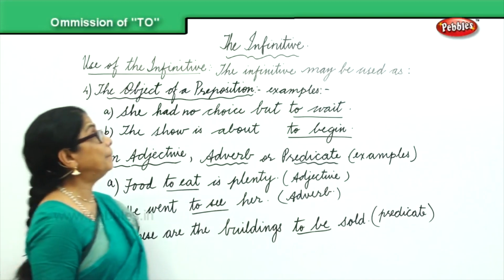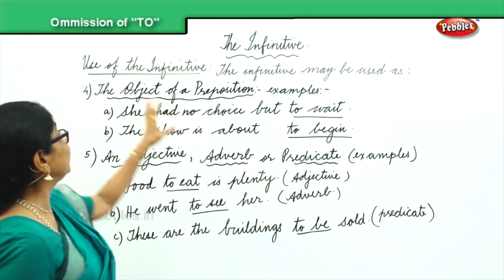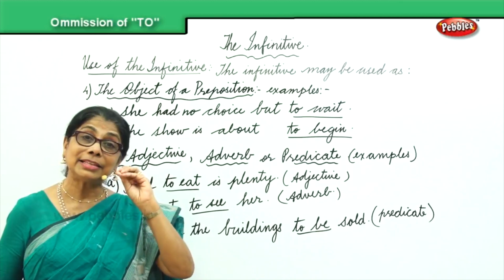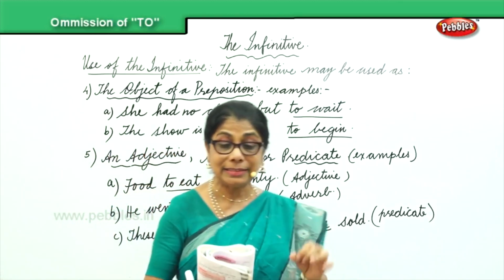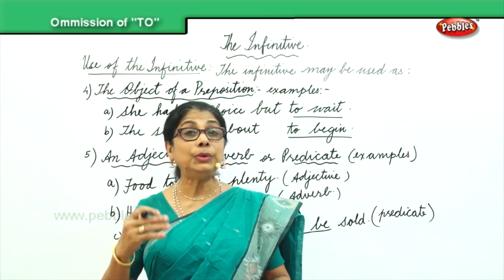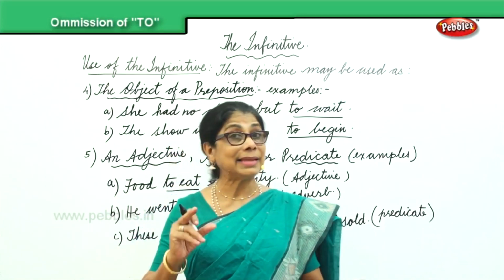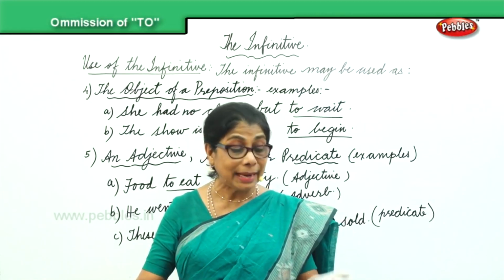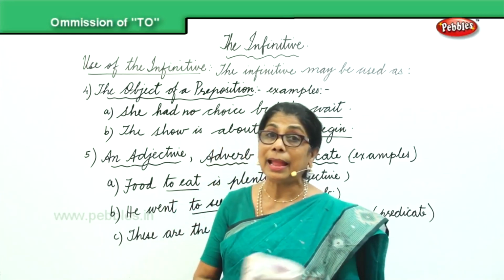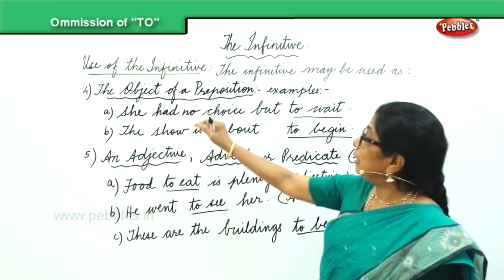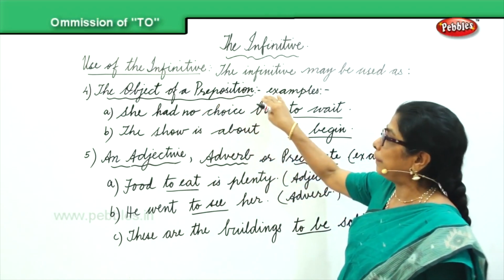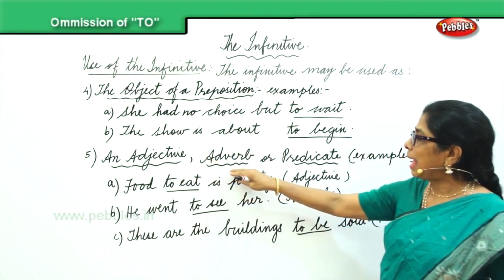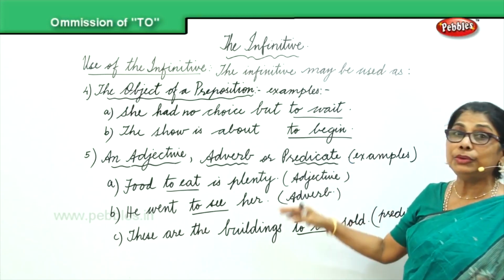So we are talking about the use of the infinitive. The use of the infinitive can be categorized into five. The first one is that it can be used as the subject of the verb. The second, we learned, is that it can be used as the object of a transitive verb. The third is as the complement of the verb. The fourth category is the object of the preposition. And lastly, it can be used as an adjective, adverb, or predicate in sentences.